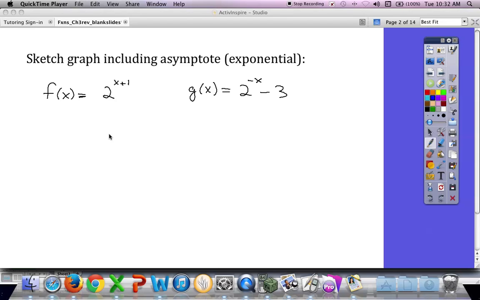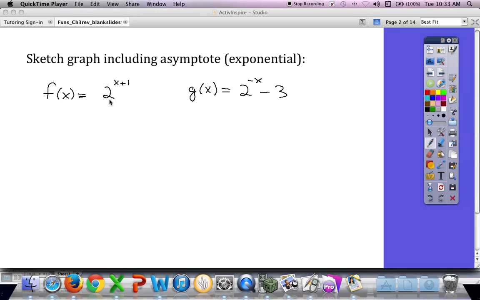Okay, so these, what I've got here, which are not hand-drawn, this is copied from the test. This is the directions on the test: sketch the graph, including the asymptote. It's going to be an exponential, right? So it's something like this. So it's very much like the quiz question that we just had.